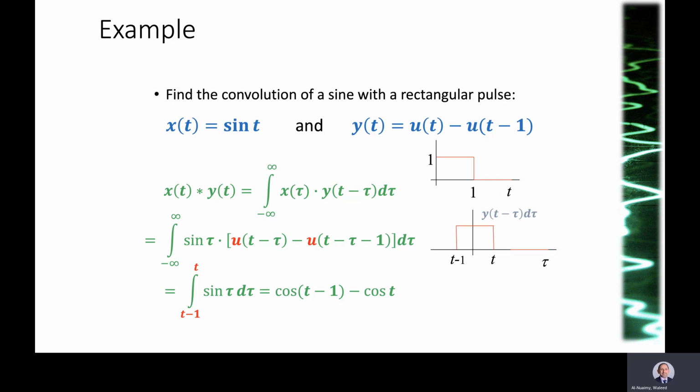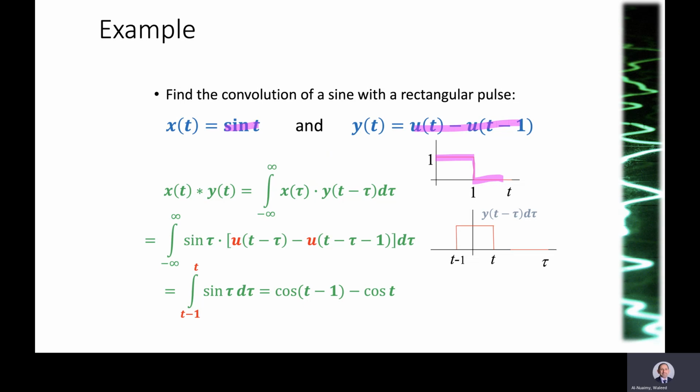So this is the first example and the only example in this lecture. Find the convolution of a sine wave with a rectangular pulse. So we have our sine wave, and you have this rectangular pulse. Okay, the rectangular pulse is given in the question. It has a width of 1, so that's my rectangular pulse. And the question is, find the convolution.